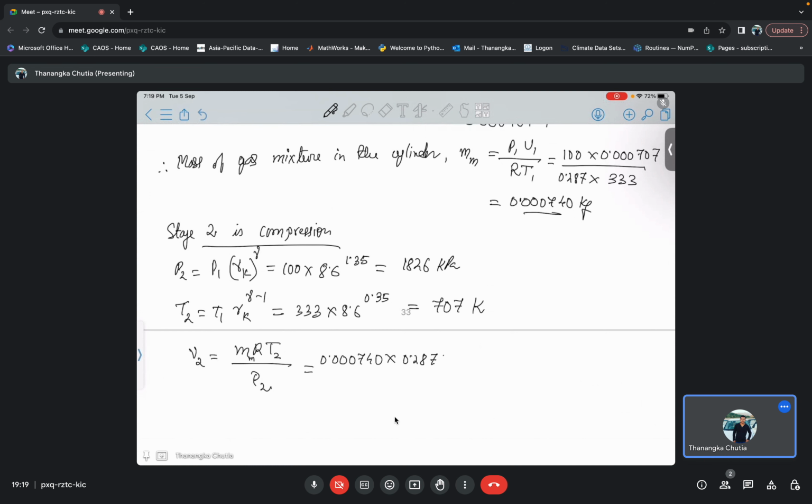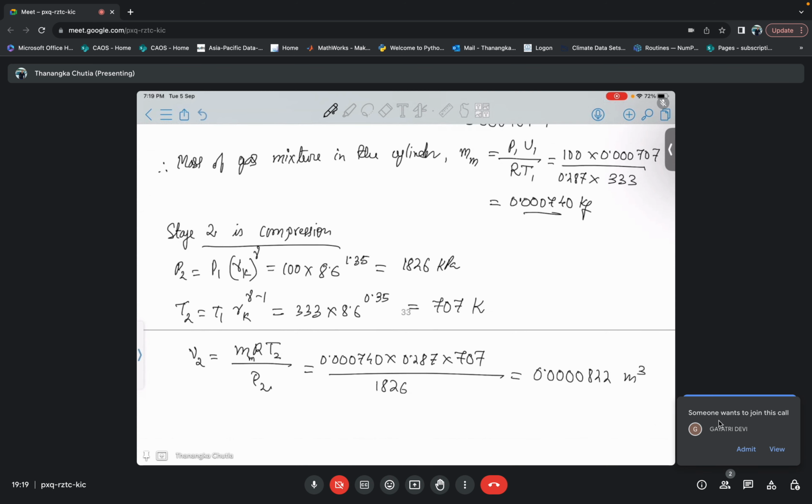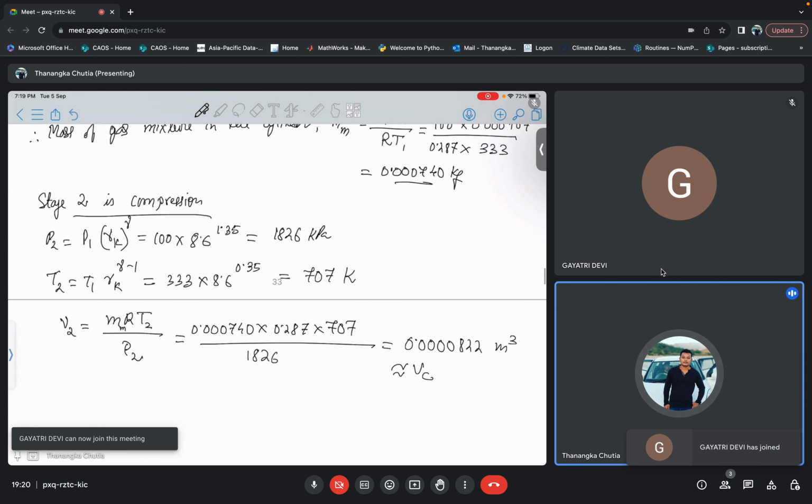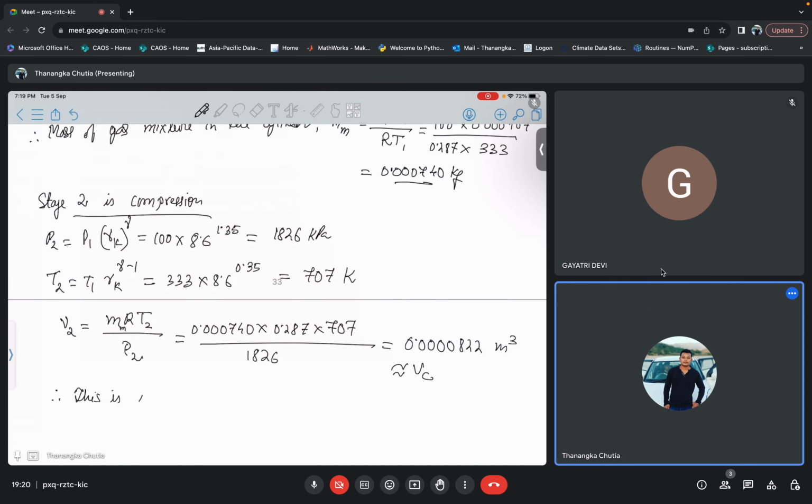What is T2? T2 is 707, and your P2 is 1826. Okay, you put all these values, you'll get this one as 0.000822 meter cube, which we already got approximately, this is the same as the Vc. Okay, which we should also get. So therefore this is the clearance volume of one cylinder.